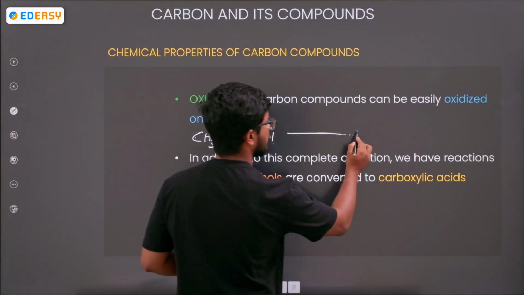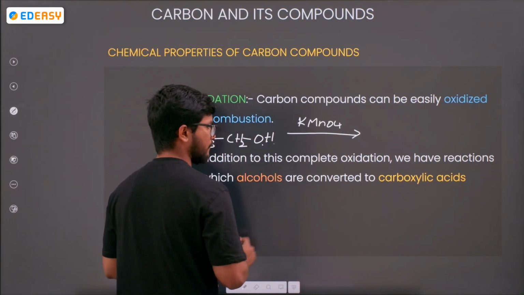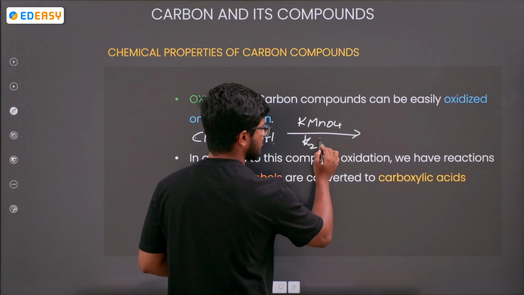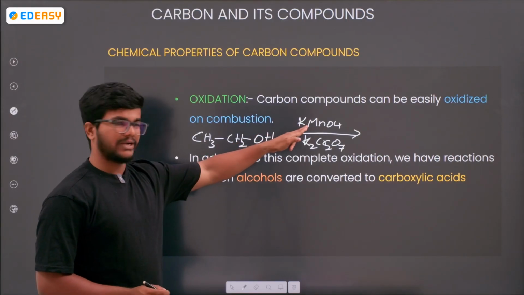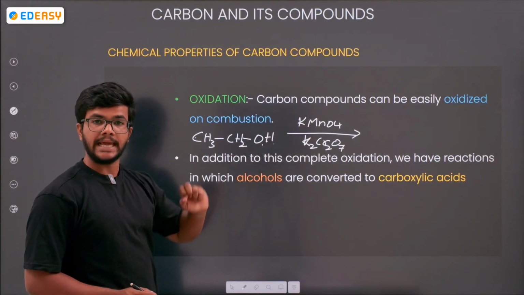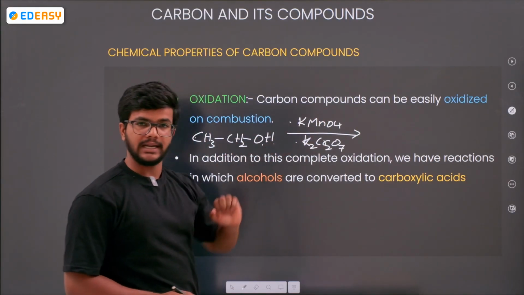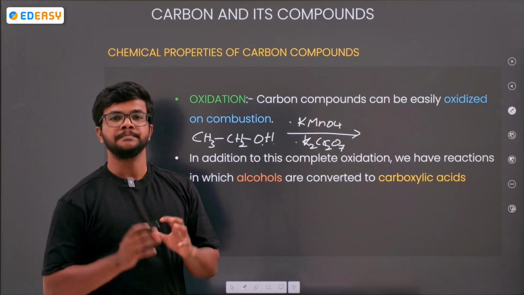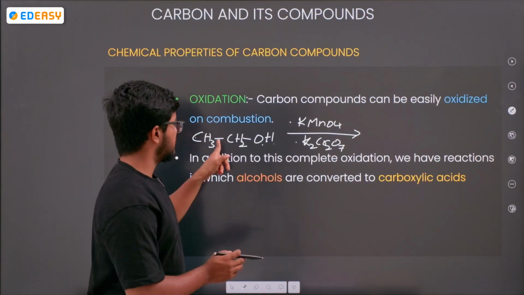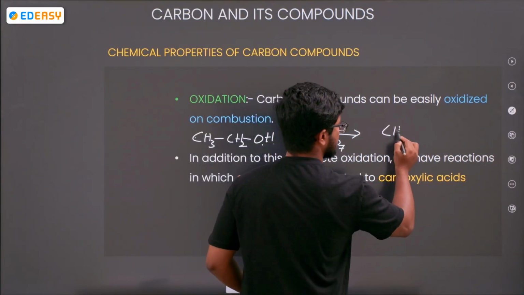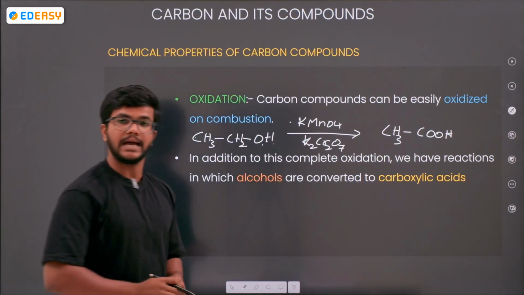Ethanol in the presence of alkaline KMnO4 or acidified K2Cr2O7, which is called an oxidizing agent. This is potassium permanganate and this is potassium dichromate. These are called oxidizing agents. Oxidizing agent means the one which adds oxygen or else the one which removes hydrogen. So this converts into CH3COOH, which is nothing but ethanoic acid, also called acetic acid.